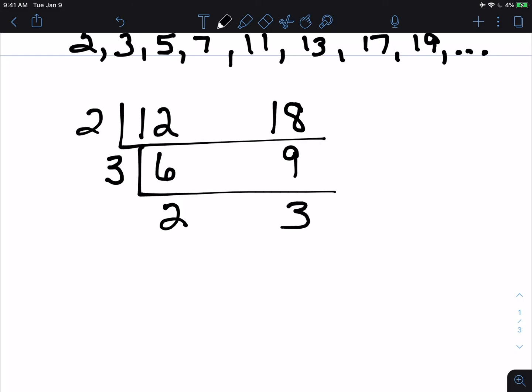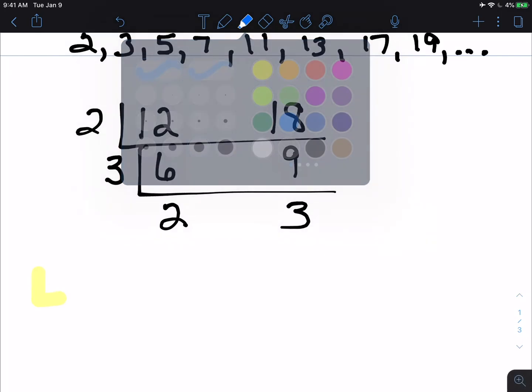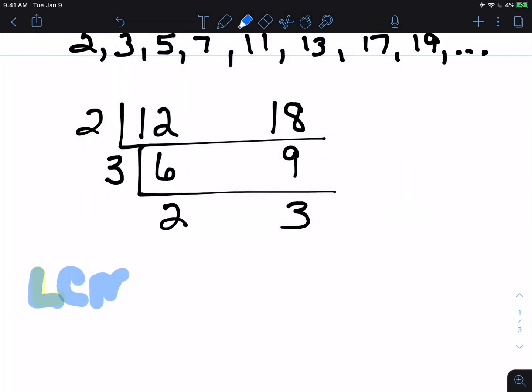And then once I can't do any more dividing by prime numbers, I know I'm done. When all I have down here is prime numbers, I'm finished. Or when I have just one prime number, I'm finished. So now, the way the algorithm teaches you is to find the least common multiple. You're going to take all of the numbers on the outside.